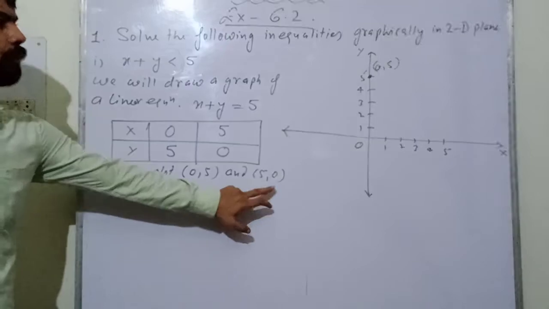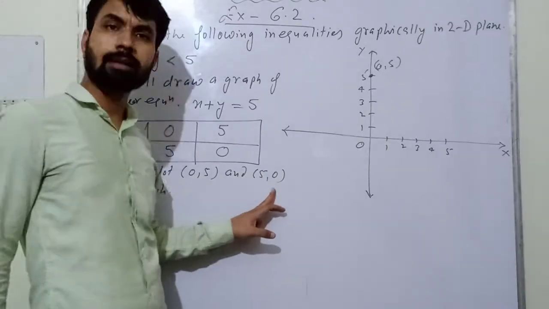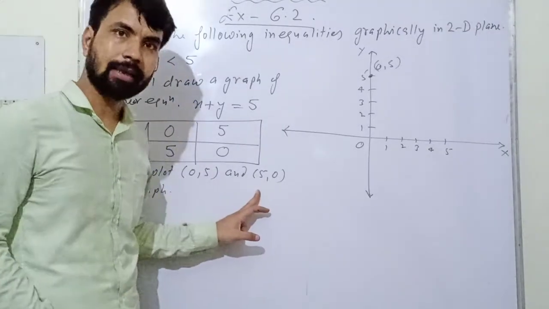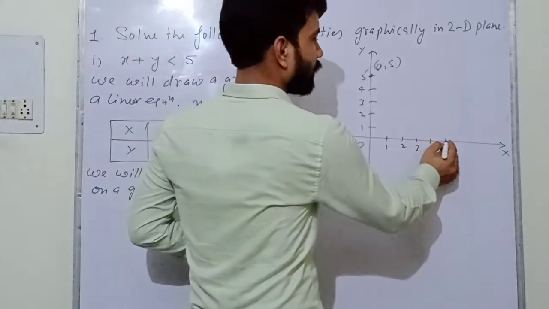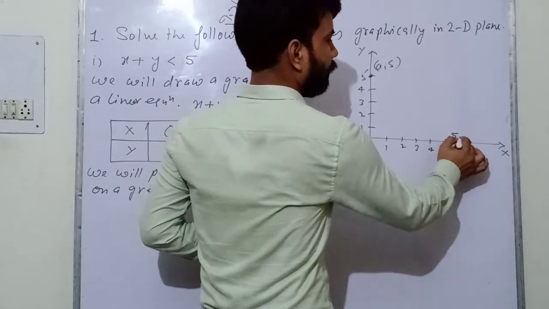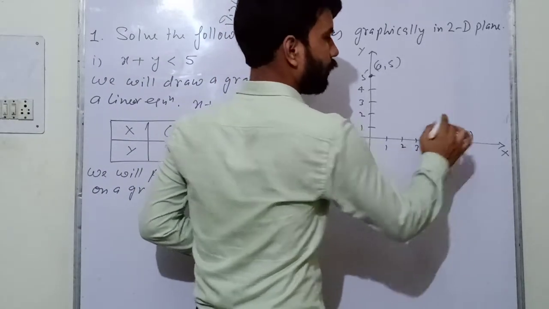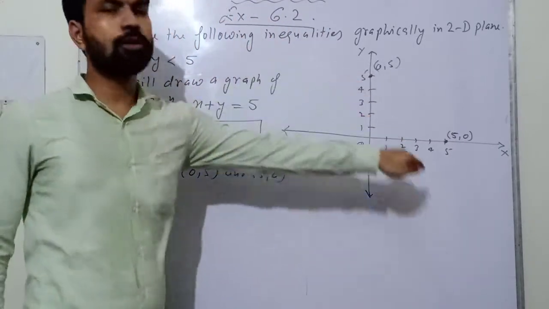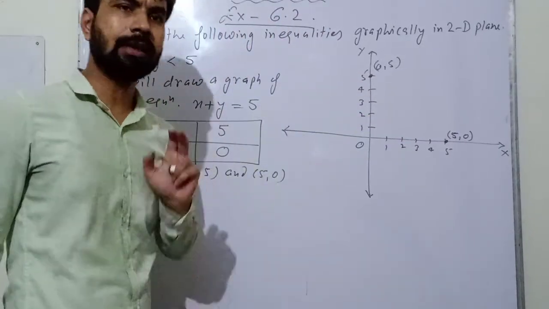Now second point is 5, 0. Here ordinate is 0. So this point will lie on x-axis. So where it will lie? This is the point 5, 0. Now we will join these 2 points with the help of scale.